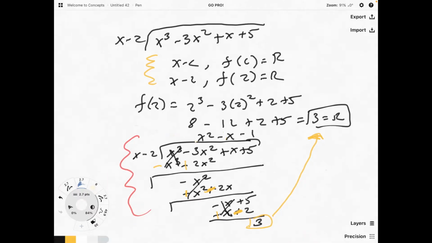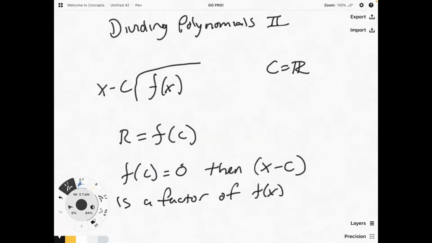Let's look at the next portion of our special properties and see what we can do with that. Looking at our next rule, we see that if f of c is equal to 0, then x minus c, when that's being divided into f of x, is a factor of f of x, and therefore your remainder is going to be equal to 0, or you won't have a remainder because x minus c is a perfect factor. Let's see what that looks like.